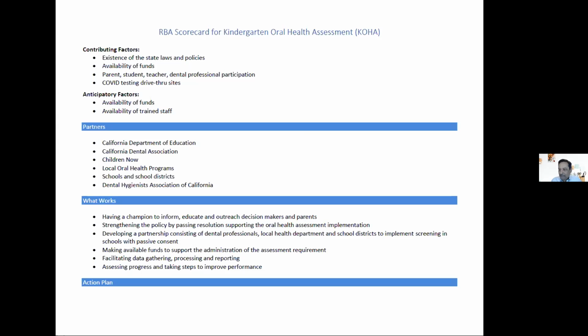So the KOHA form, as we use it, is a form that schools typically send home with children. Their parents have it filled out at the dentist's office and then return it to the school. This can be done as much as, I think, 6 months before the start of kindergarten for the children. And so that's typically how it's done.